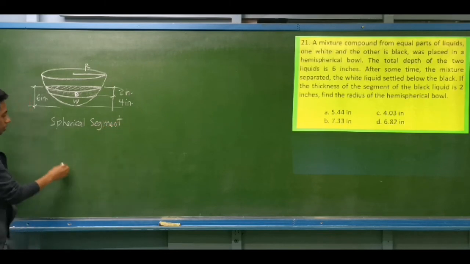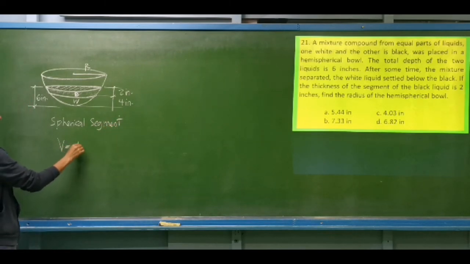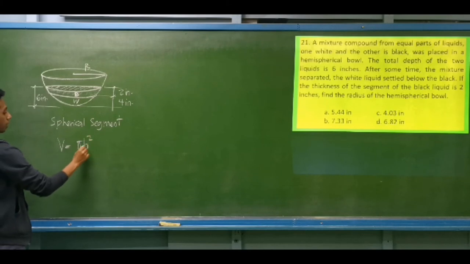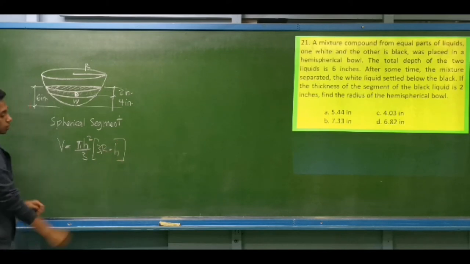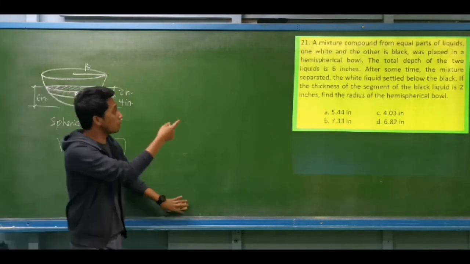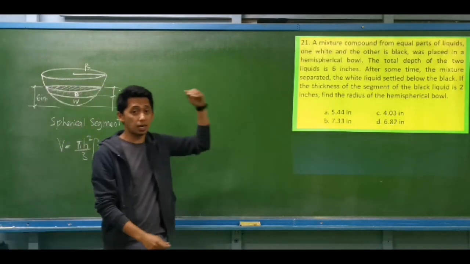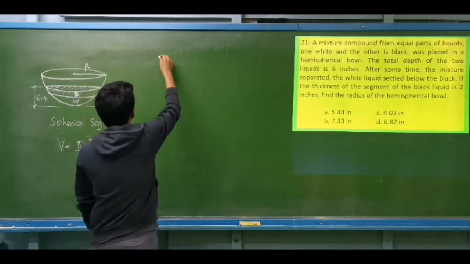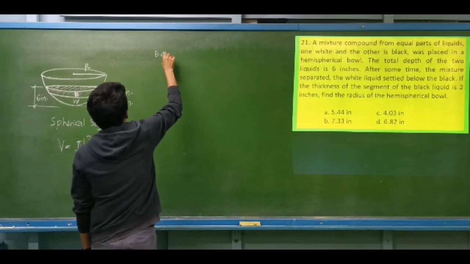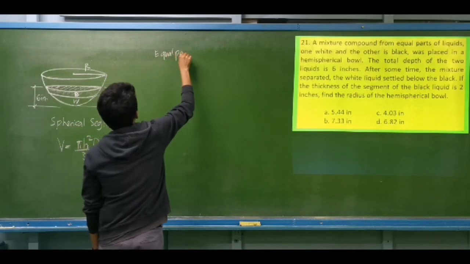So paano kumuha ng volume ng spherical segment? The volume is equal to pi h squared divided by 3 multiplied by 3 times the radius minus h. So hinahanap natin yung radius. Yung radius ng sphere. So kung mapapansin ninyo, yung first line ng problem, a mixture compound from equal parts. So sinabi niya doon, equal parts.